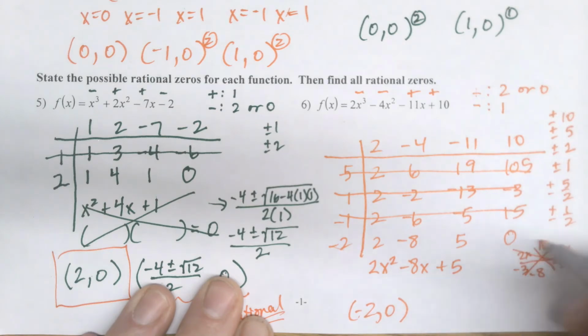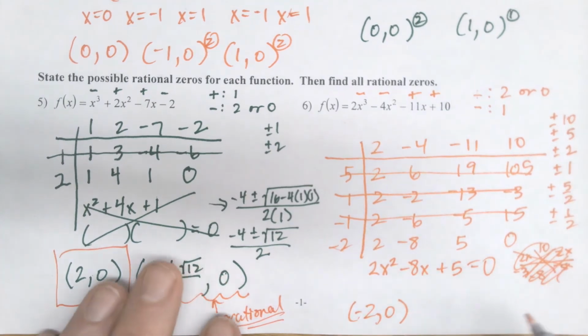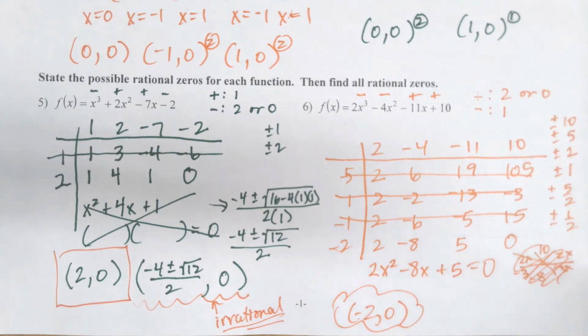That's not going to get me, so it looks like it doesn't work. So again, this would be another one that's an irrational 0. So my final answer would be the negative 2, 0. Okay, unfactorable. All right, we've got two more that are like that.